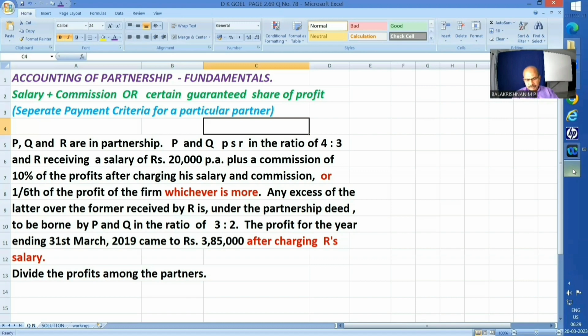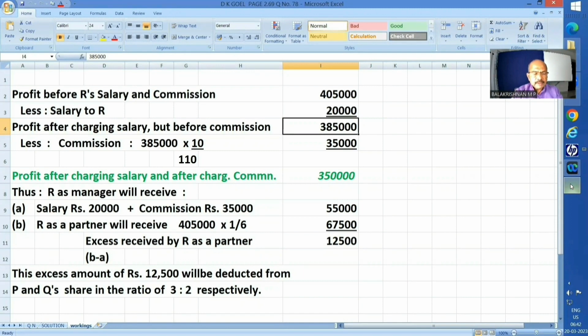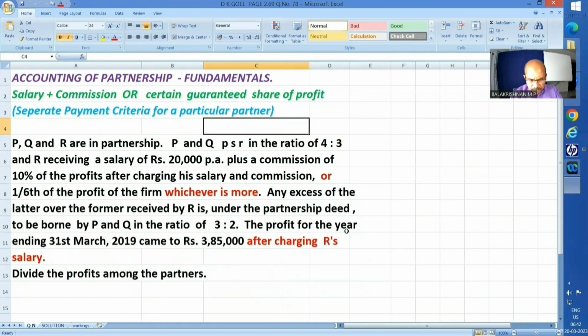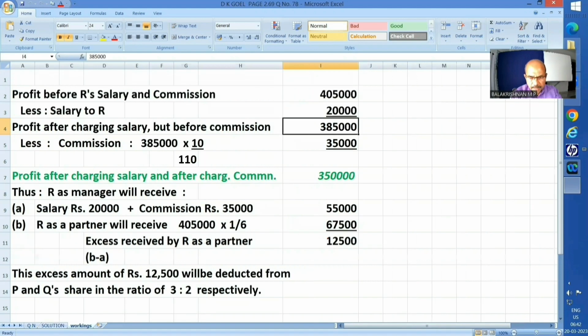So let us grapple with this sum. Okay, be ready. Well, students, let us base on the very original profit of rupees 4,05,000. How did I get it? Simple like that. It has been given that profit for the year ending 31st March 2019 came to rupees 3,85,000 after charging R's salary, that is rupees 20,000. So if we add back, we'll get the original profit.